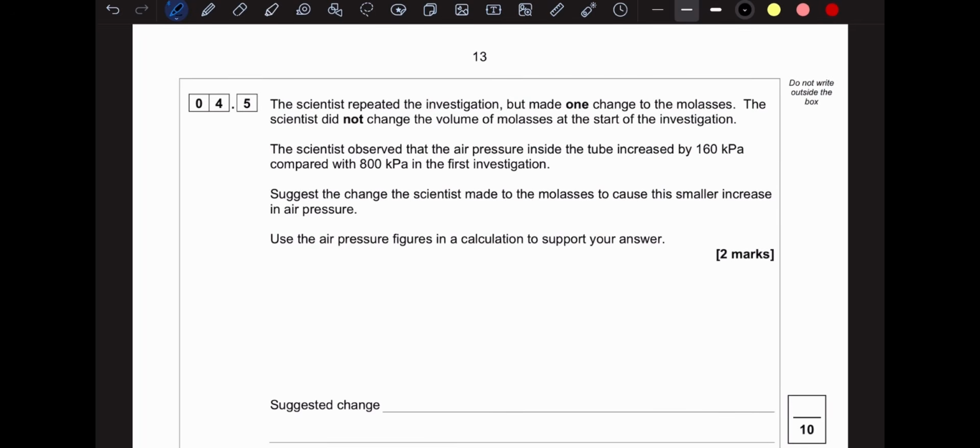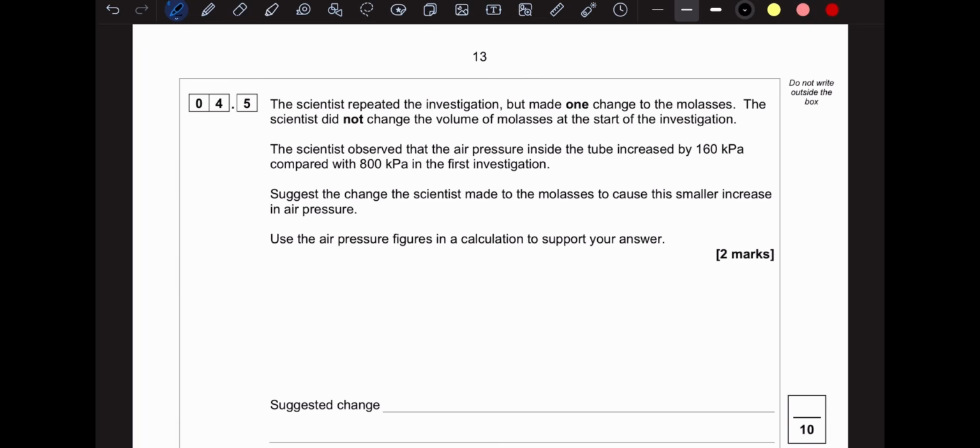The scientists repeated the investigation but made one change to the molasses. The scientists did not change the volume of molasses at the start of the investigation. The scientists observed that the air pressure in the tube increased by 160 kilopascals compared with 800 kilopascals in the first investigation. Suggest the change the scientists made to the molasses to create the smaller increase in air pressure. Use the air pressure figures in a calculation to support your answer. Okay.